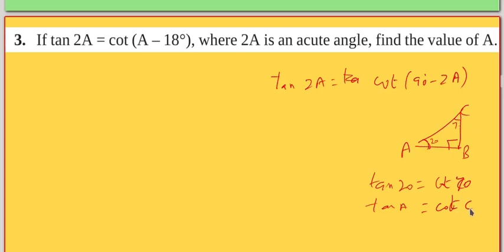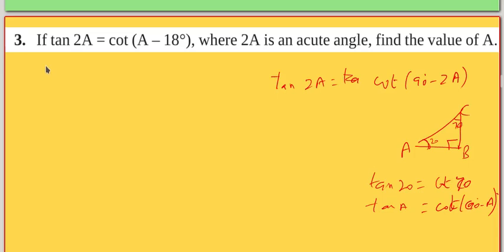How can we write C? We can write 90 minus A, because A and C are complementary angles. In place of C we can write 90 minus A. So tan A equals cot of 90 minus A. 90 minus 20, we are getting 70. If you know the angle, we get the complementary angle. If you don't know, we write 90 minus that A. So tan of 2A is nothing but cot of 90 minus 2A.